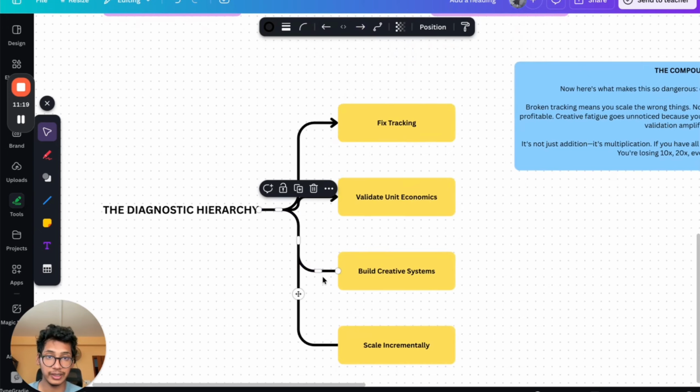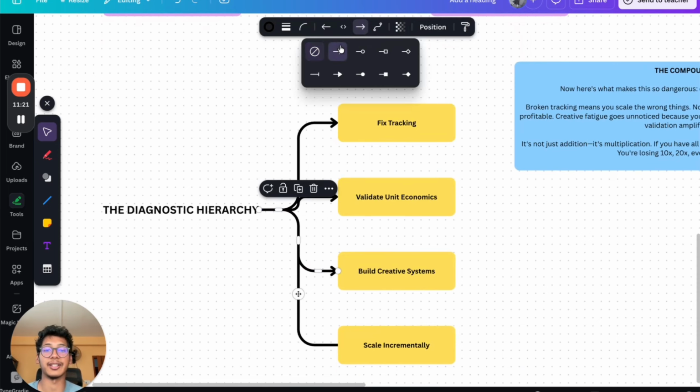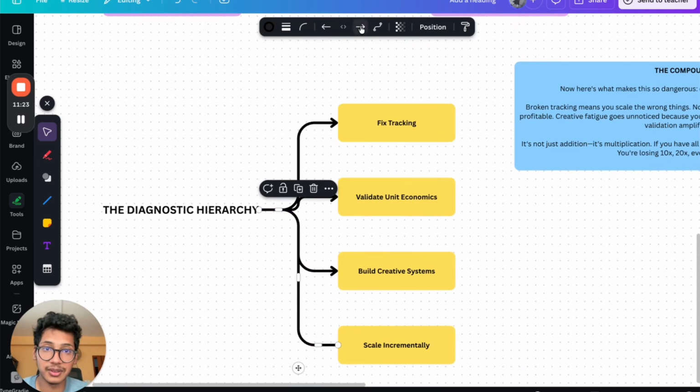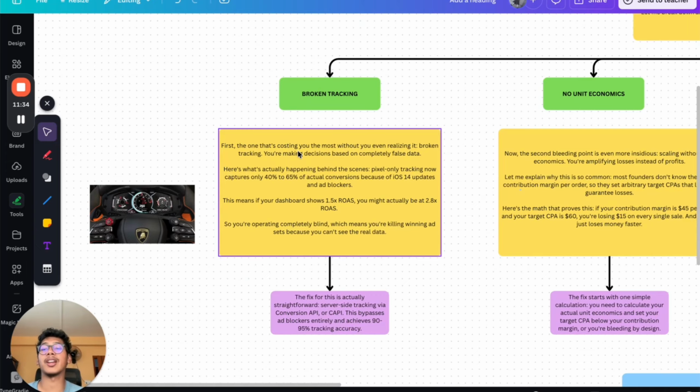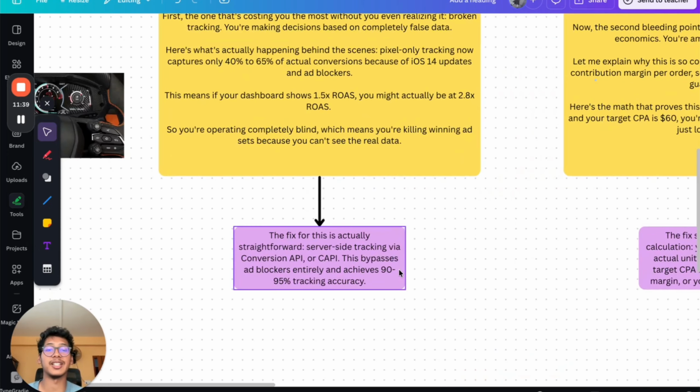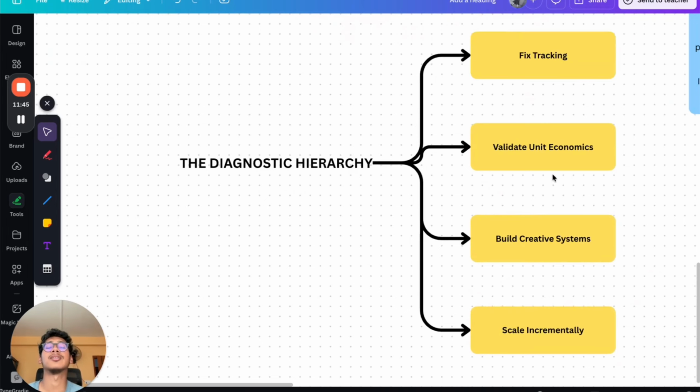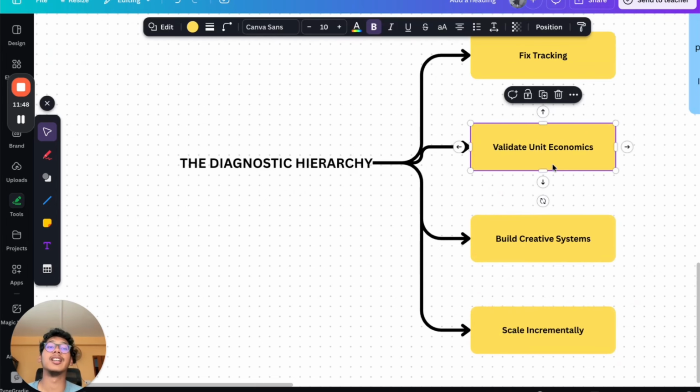So the first thing is being able to fix tracking, right? So the diagnostic hierarchy: the first thing that you want to do is check your tracking. Let's see if your tracking is actually good. Not perfect, but at least 90 to 95%, or you have Conversion API, server-side tracking installed. Then moving to second is validated unit economics, right?